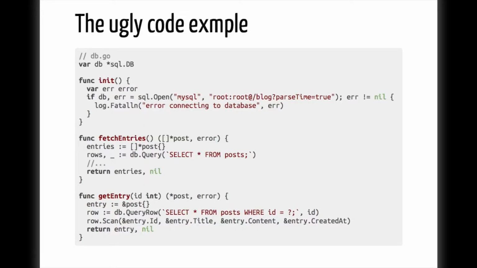I would like to start with an ugly code example to show you more of a journey from this to something better. In this example, I've made a few mistakes deliberately. The first one is to use a global variable and init for initializing the connection to the database. And the functions are pretty okay to fetch data from the database.